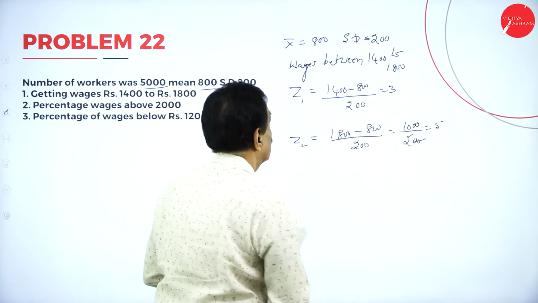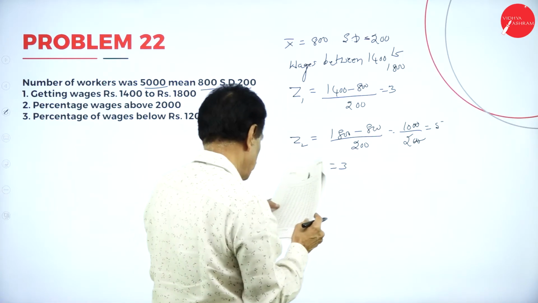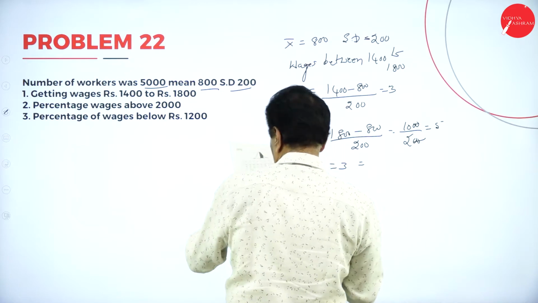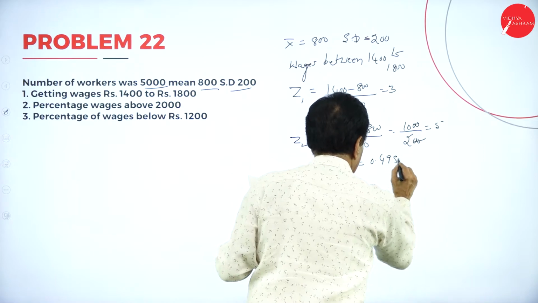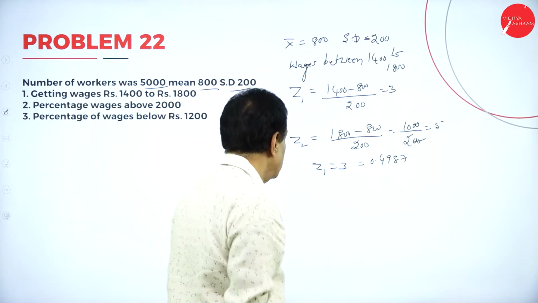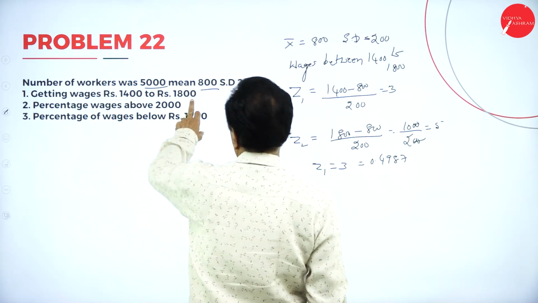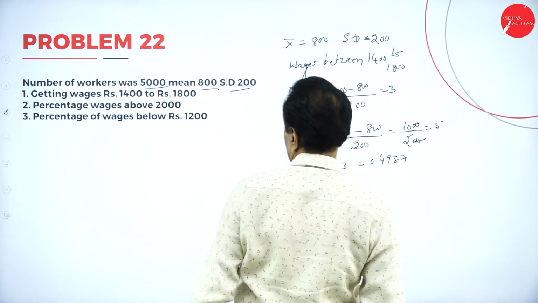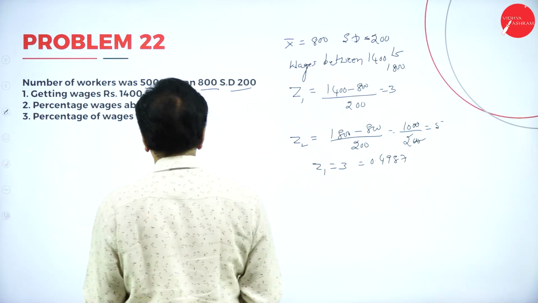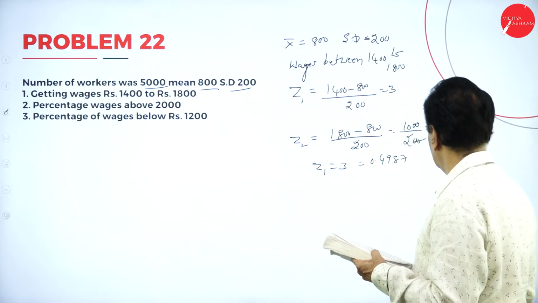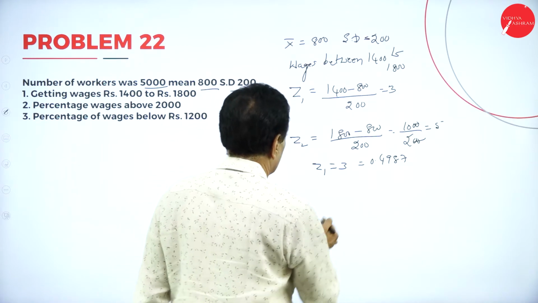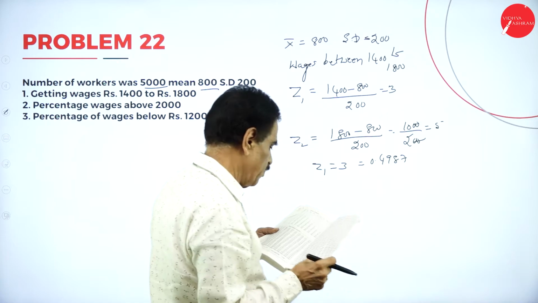Find out the value for this. Z1, 3. Value for 3, 0.4987. Then for 1800, your mean is 800, it is 1000, divided by standard deviation 200, that is 5. Is there a value for 5?